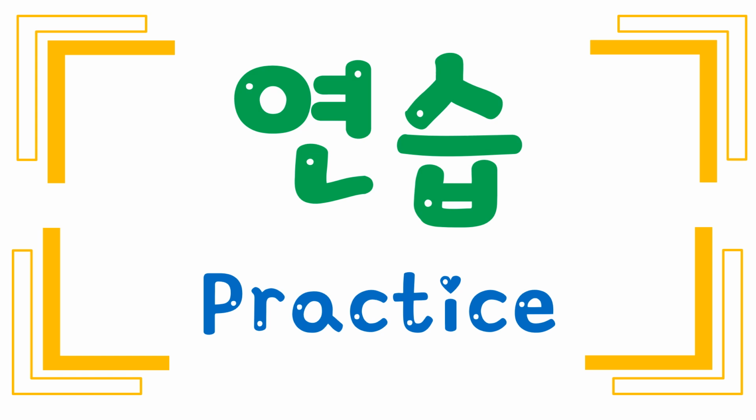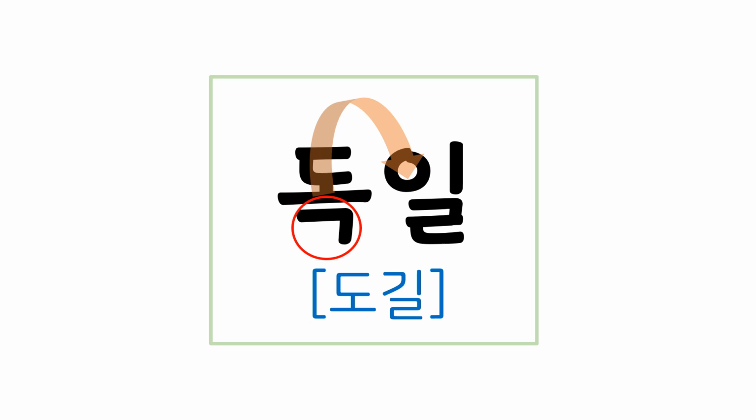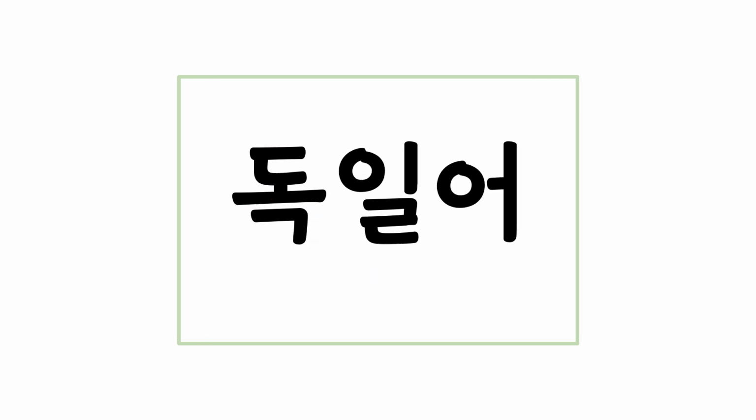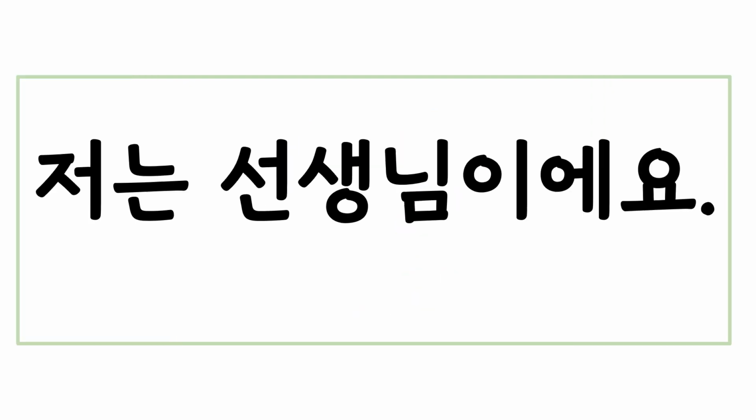Okay, let's practice. 연습. How do you pronounce this word? Yes, 독일. What about this one? 독일어. There are two liaisons in this word.